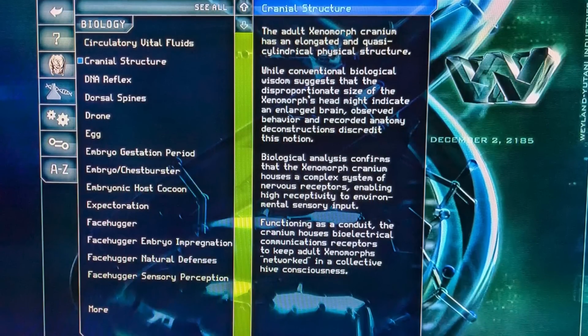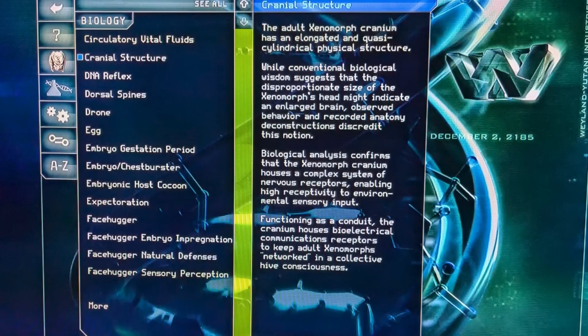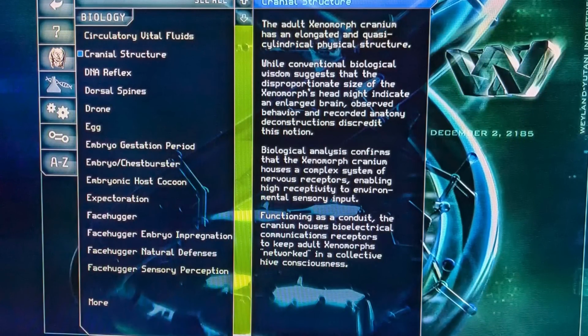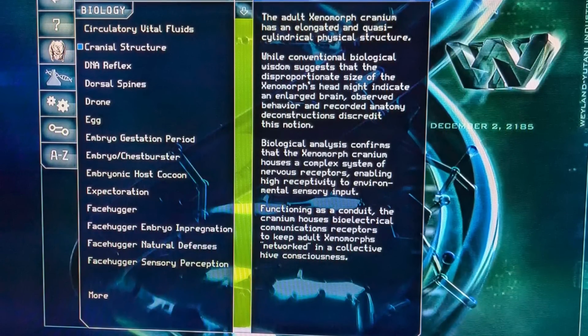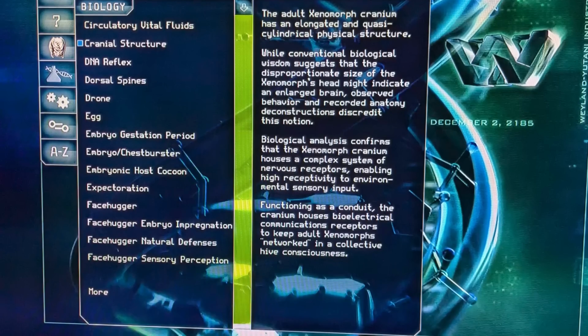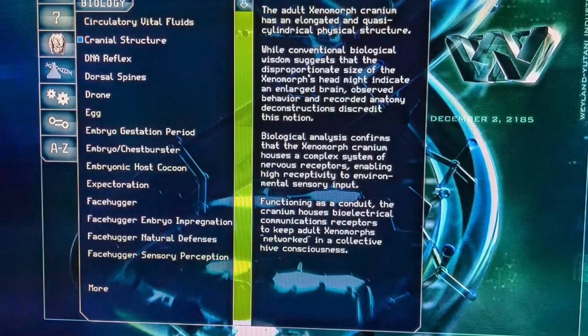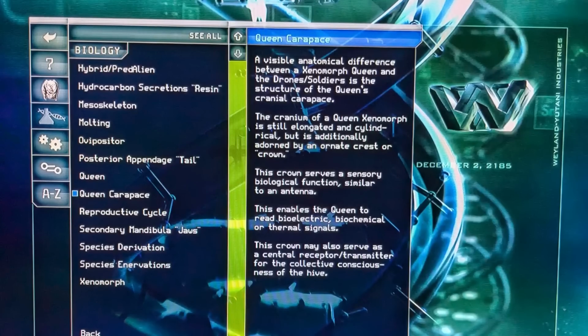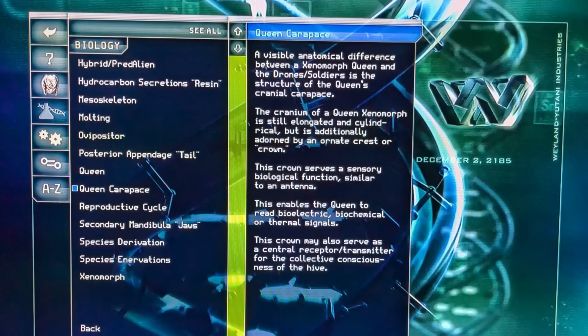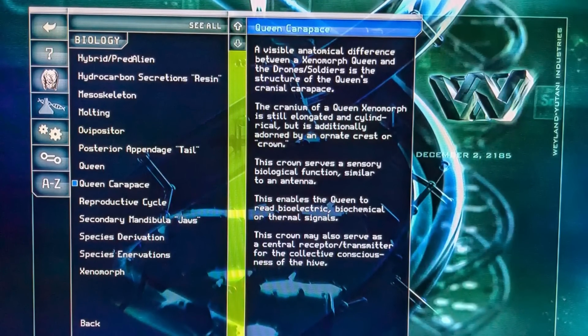Biological analysis confirms that the xenomorph cranium houses a complex system of nervous receptors, enabling high receptivity to environmental sensory input. Functioning as a conduit, the cranium houses bioelectrical communications receptors to keep adult xenomorphs networked in a collective hive consciousness. The cranium of a queen xenomorph is still elongated and cylindrical, but is additionally adorned by an ornate crest or crown.